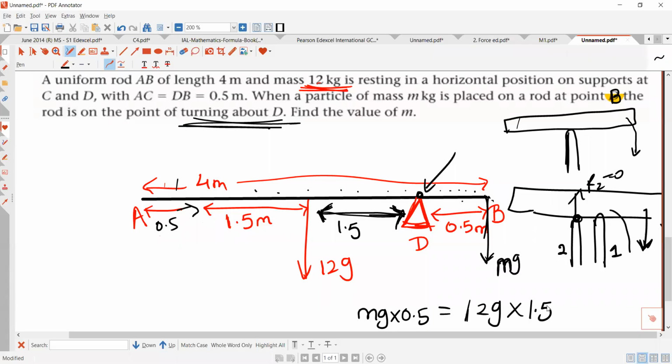This is 12 kg, not 1.5 meters. See, here it is 2 meter. It's a 4 meter. From here to here 2 meter. Okay. From here to here 0.5 meter. What's the rest? Common sense?